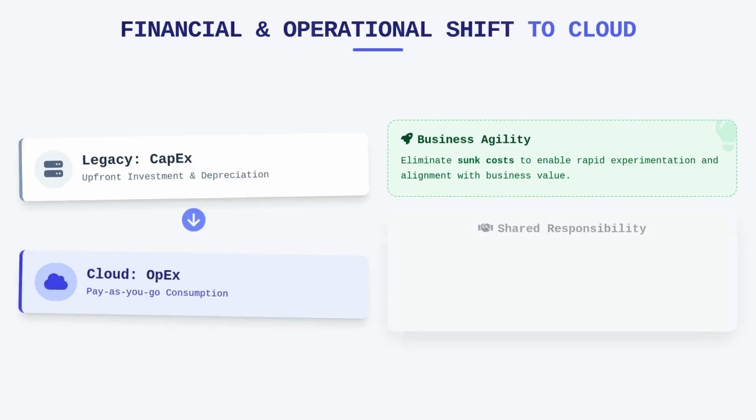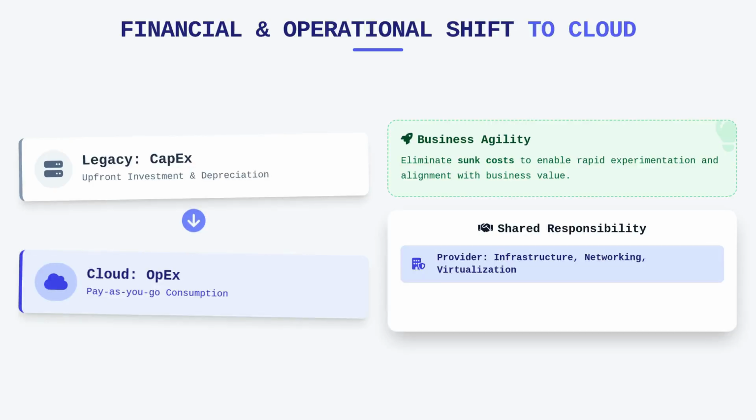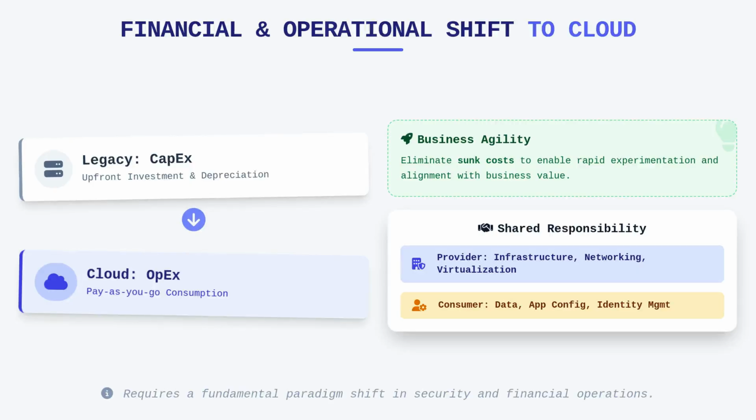However, this flexibility also necessitates a shift in how we approach the shared responsibility model. Cloud providers are responsible for the infrastructure, which encompasses the physical hardware, networking, and the virtualization layer. Meanwhile, the consumer remains responsible for data, application configuration, and identity management, which is a distinction that often requires a paradigm shift in how security teams operate.